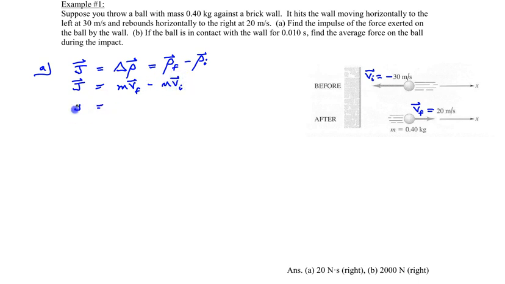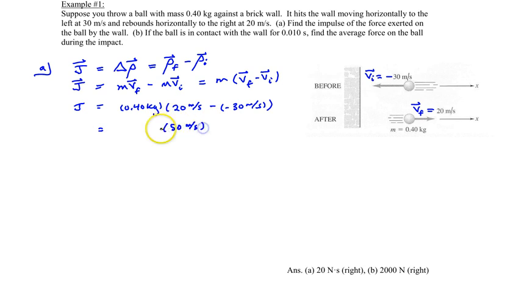So let's go ahead and substitute in here. We have a mass of 0.4 kilograms. In fact, we could rewrite this if you'd like as mass is common, so it's mass times velocity final minus velocity initial. So 0.4 kilograms, and then the final velocity is 20 meters per second, then minus negative 30 meters per second. And so then really we have a change of velocity of 50 meters per second.